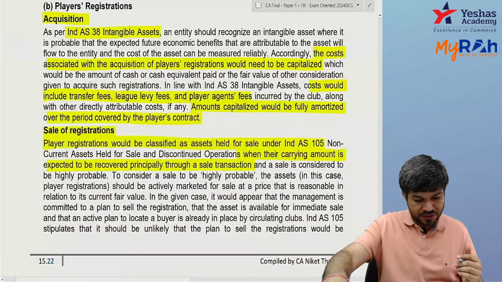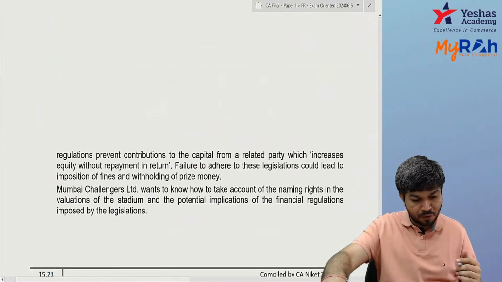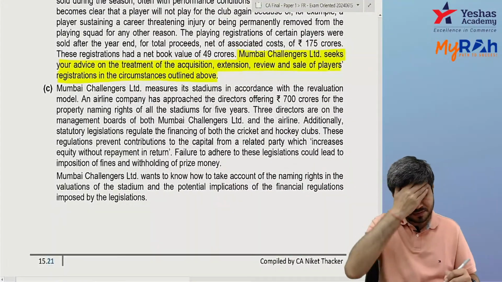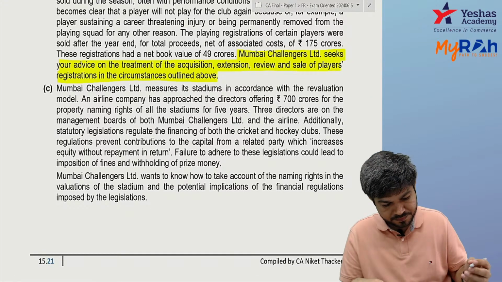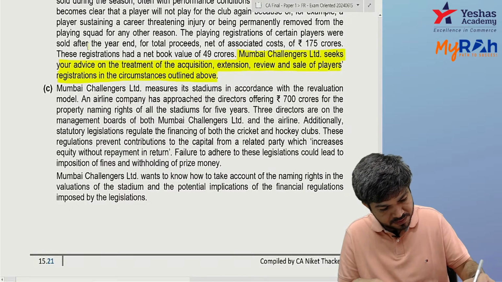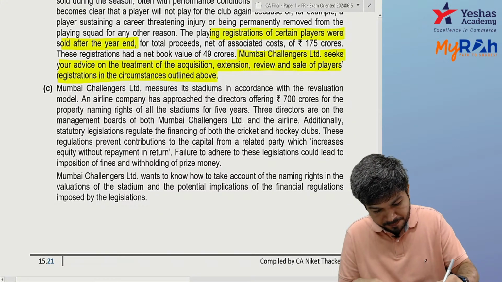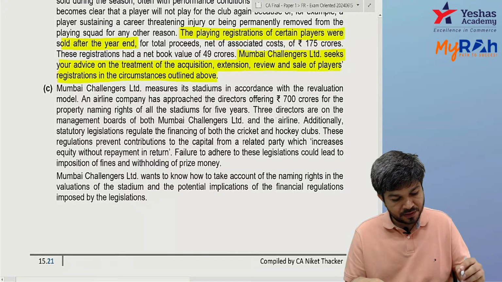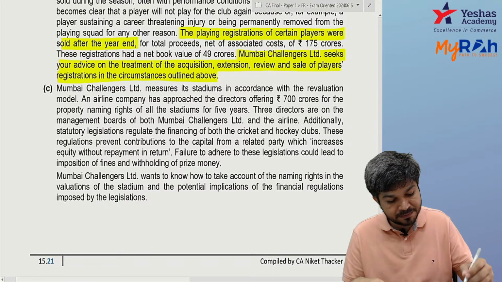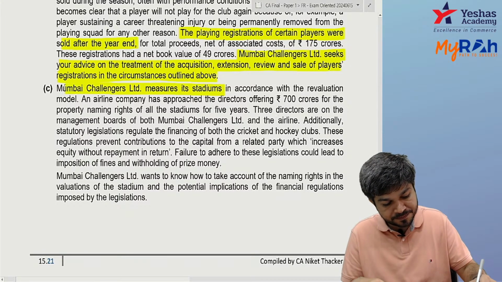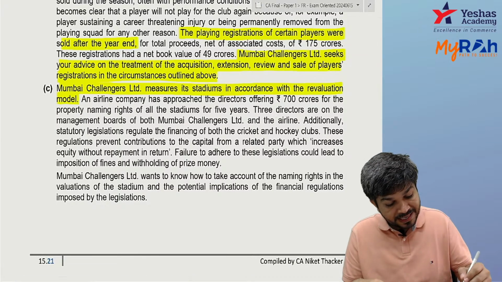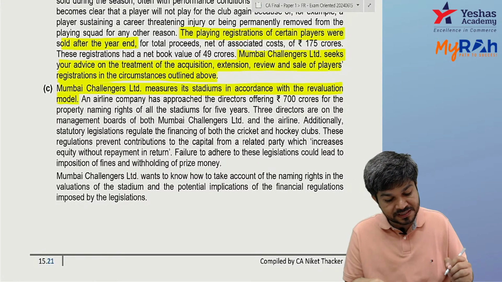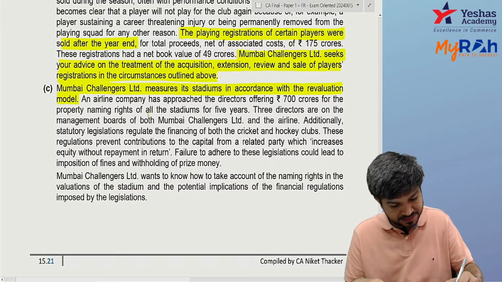Okay, done. Next question is the C point in this. Okay, there were certain players sold after the year end also. Yeah, I highlighted this line. Okay, Mumbai Challengers measures its stadium based on the revaluation model. It's PPE. Revaluation model followed. Remember, PPE subsequently can be measured under the cost model or the revaluation model. An airline company has approached the directors offering 700 crore for property naming rights.